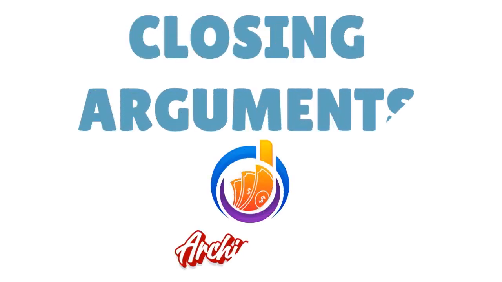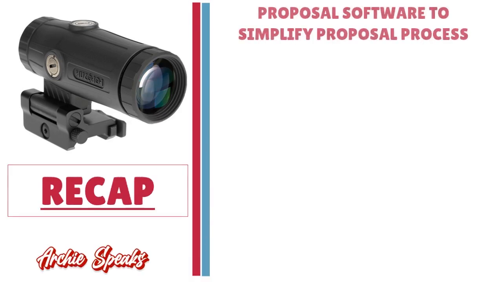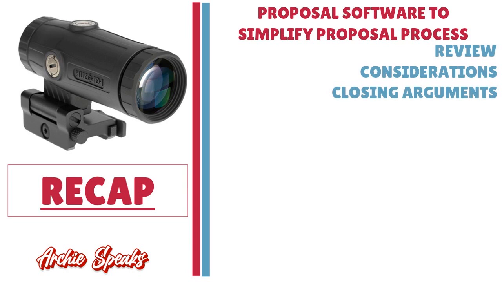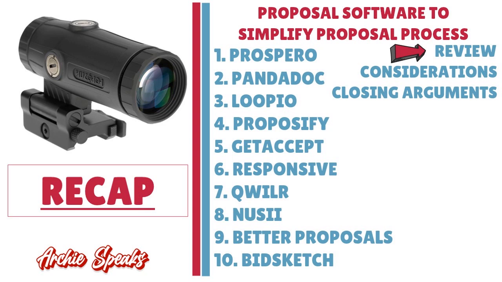So here are our closing arguments. In today's conversation, I spoke to you about the top 10 best proposal software to simplify the proposal process. I gave you the review, the considerations, and now the closing arguments. In terms of the review, you have Prospero, PandaDoc, Lopio, Proposalify, GetAccept, Responsive, Queller, Nusi, Better Proposals, and BitSketch.